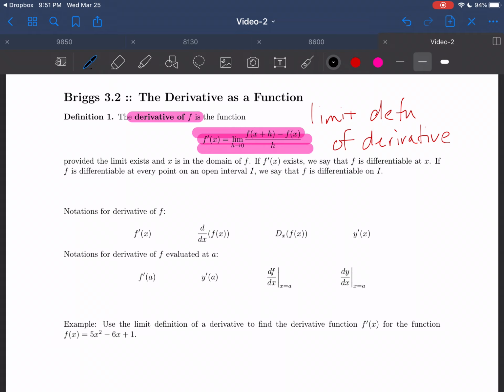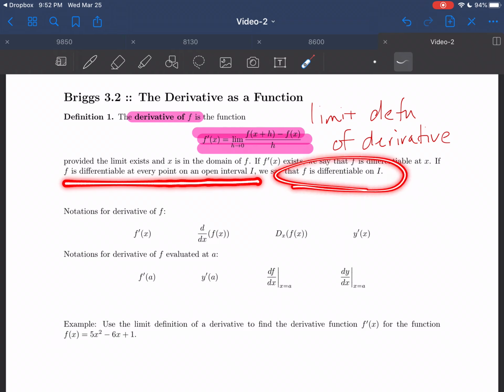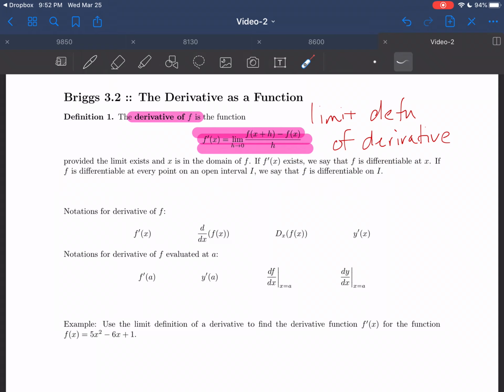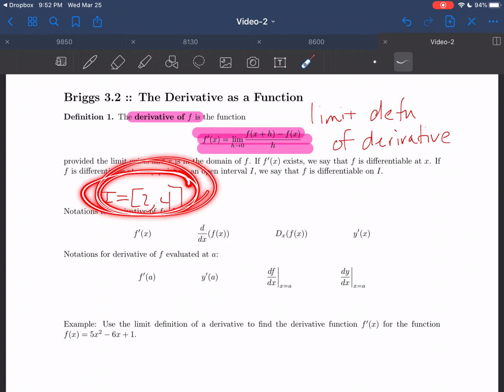Okay, and then if f prime of x exists, then f is differentiable at x. And if f is differentiable at every point on an interval, we say f is differentiable on I. So in that case, if we had some interval, let's say from 2 to 4, if f was differentiable at every point between 2 and 4, then I would say f was differentiable on 2 to 4.